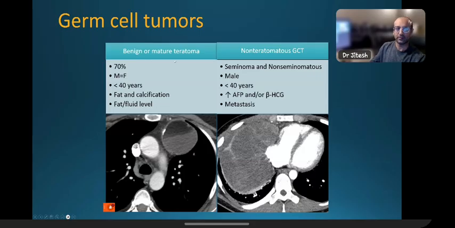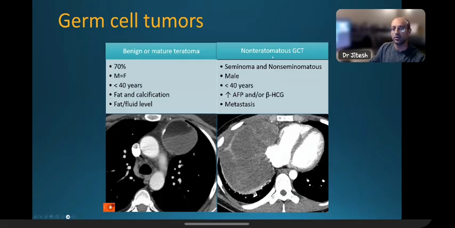So mature teratomas are usually well defined. They can contain fat and calcifications, and when we see a fat-fluid level, we are more confident in calling this a mature teratoma. It's very common to see a fat-fluid level in mature teratoma rather than in immature teratoma, which is more of an invasive tumor or a larger tumor. But they can contain fat and calcifications.